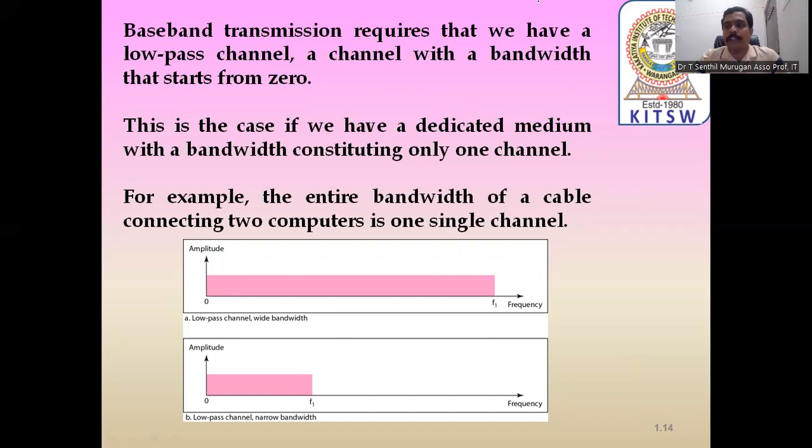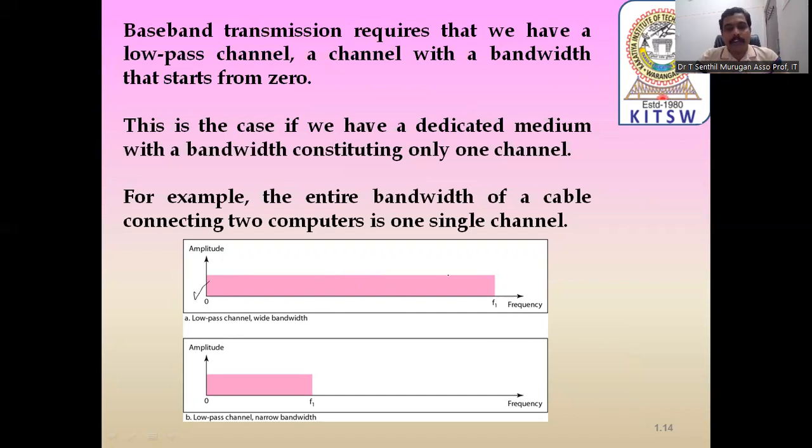Baseband transmission requires that we have a low pass channel, with bandwidth that starts from 0. So you see here, this low pass channel means it starts from 0.